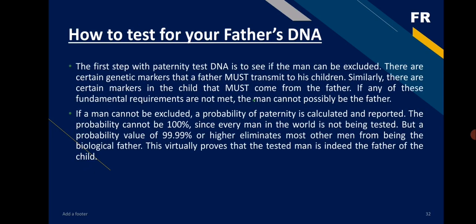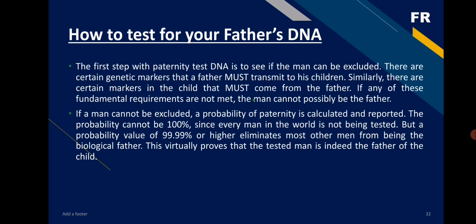How to test for your father's DNA? Each one of us inherits randomly 23 chromosomes from our father and another 23 from our mother. Chromosomes are found in certain areas of our body, including white blood cells, cells inside our cheek, saliva, and hair roots. DNA collected from any of these sites can be used to identify people and determine relationships.